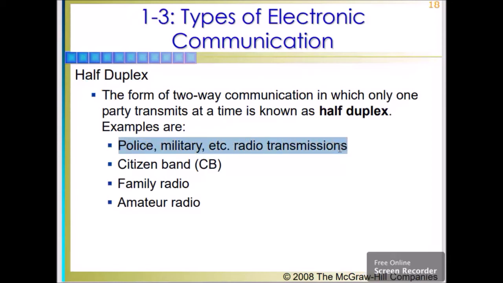Example is yung police, military, radio transmission. Yung mga radio ng police, mga security guards, 'di ba? Nakikita nyo ba na kapag nag-uusap sila doon, salitan sila, hindi sabay, 'di ba? Oh, kasi example 'yun ng half duplex. Citizens band or CB, family radio or amateur radio rather.